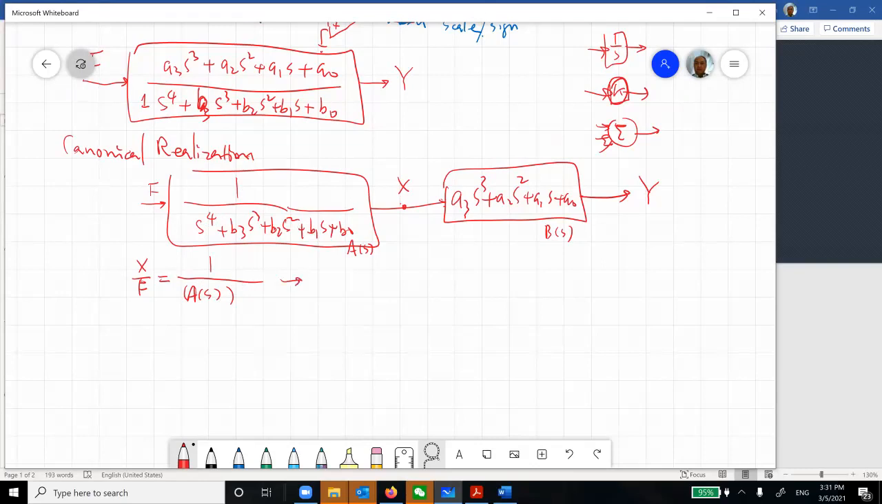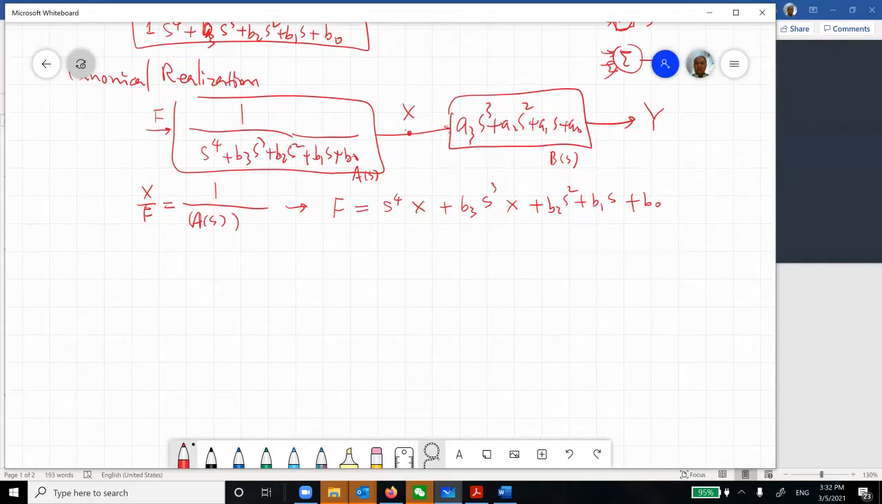So if I write this in whatever way, if I cross multiply, I'm going to have F equals S to the 4th X, plus B3 S cubed X, plus B2 S squared X, plus B1 S X, plus B0 X. In other words, I also need X in here, so I need to write X differently.